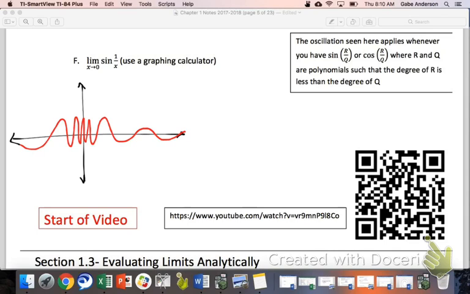Let's make a little table here. We'll come back to this throughout the year, but this is a good time to start talking about this. If I make a little table with my x values and 1 over x, let's think about what 1 over x does as x goes to 0. So I'm going to start us off really easy. If x is 1, what is 1 over x? 1, okay.